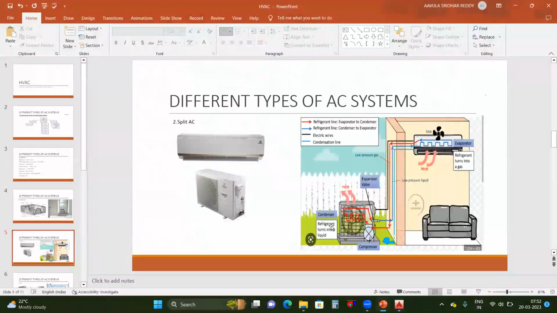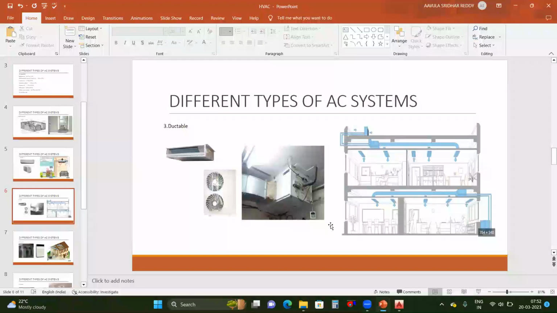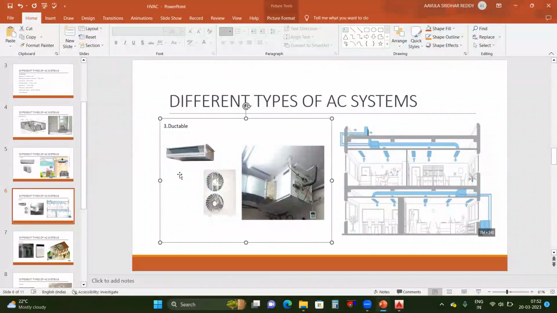So next we'll go with ductable AC. Okay. So you can see the ductable AC images. So it will look like this, and this is the outdoor unit. So this is the real image of the ductable unit. So ductable unit we generally use for supplying air to multiple rooms. So here till now we have seen window and split AC. That is for the individual rooms. Okay. So the capacity will be less.